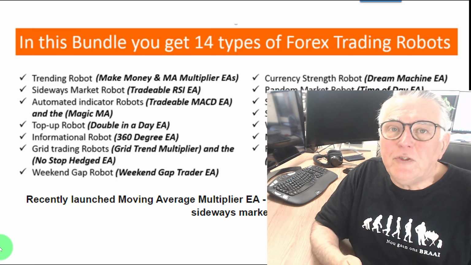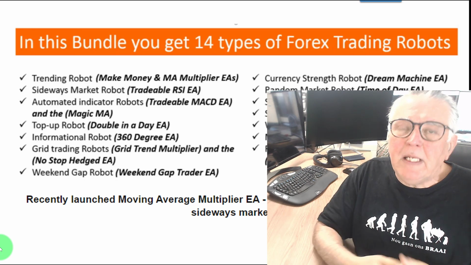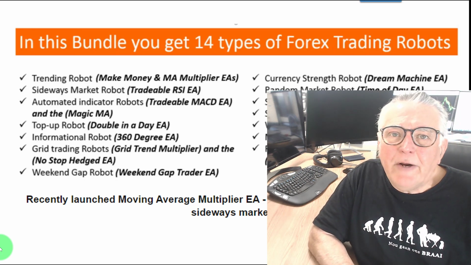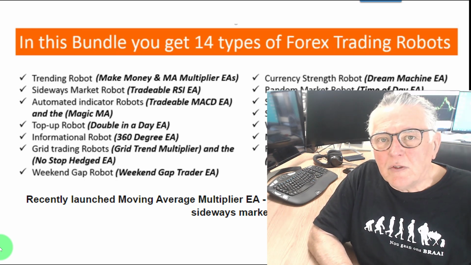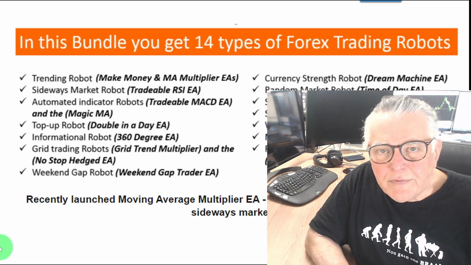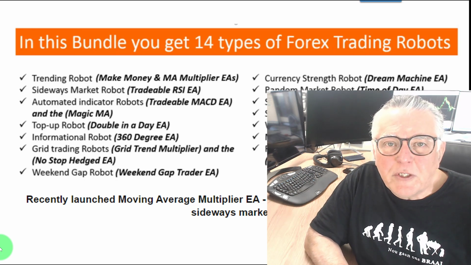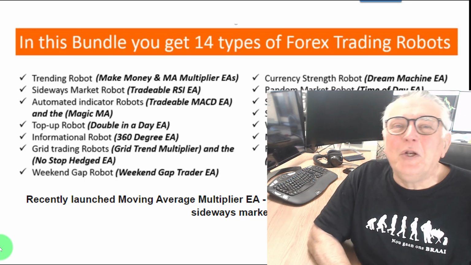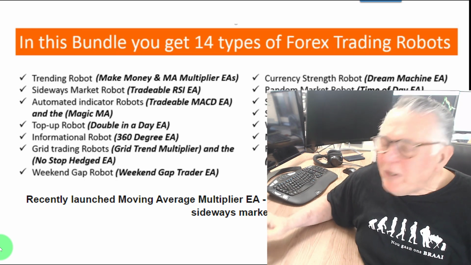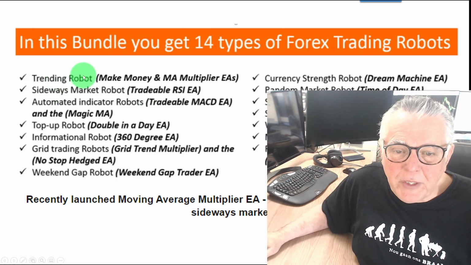So a lot of people buy these robots, they put them in, 3 days later we get, oh, my robot hasn't traded. Then we ask them, well, has the currency that you've put the robot on trended? And they say no. Well, the robot has been trained not to trade in non-trending markets. So every robot has a particular purpose. So you have trending robots.